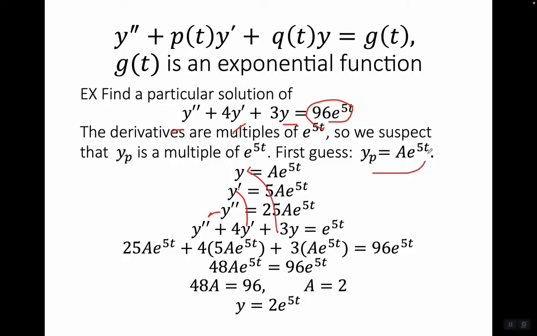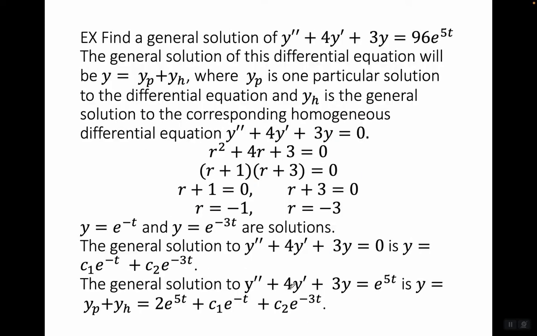Again, our initial guess was a e to the 5t, and since a equals 2, that means our particular solution to this differential equation is y equals 2 e to the 5t. So we found a particular solution. Now let's find a general solution of this differential equation. The general solution will be y equals y sub p plus y sub h, where y sub p is the particular solution we just found, and y sub h is a general solution to the corresponding homogeneous differential equation, y double prime plus 4y prime plus 3y equals 0. So we need to find a solution to this.